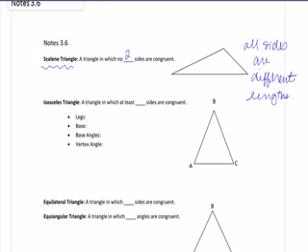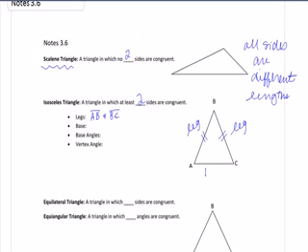The second type of triangle is an isosceles triangle, and that's a triangle in which at least two sides are congruent. So the sides we're going to say are congruent in this diagram are AB and BC. And when you're talking about an isosceles triangle, the congruent sides we call the legs of the triangle. So over here next to leg, I'm going to write AB and BC.